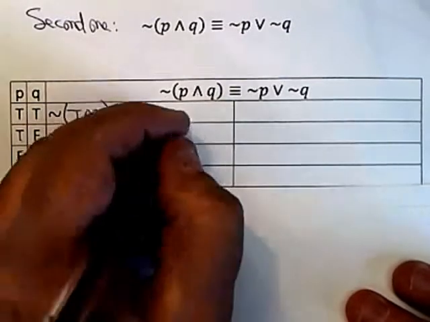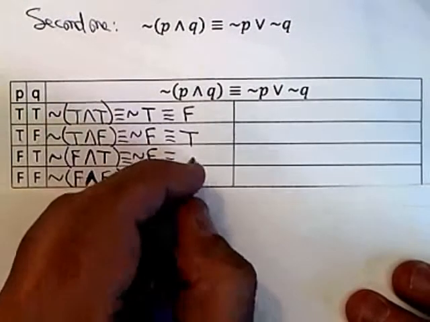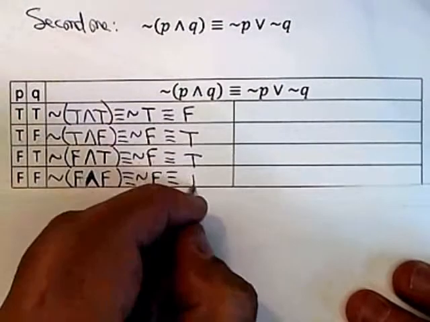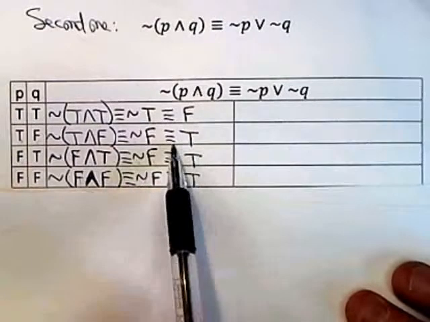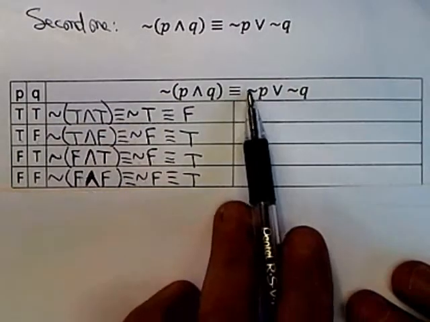The negation of true is false. The negation of false is true. Negation of false is true. The negation of false is true. Now I've done my truth values for the left-hand side of the equivalence. I'll start over and I'll do the same thing on the right.